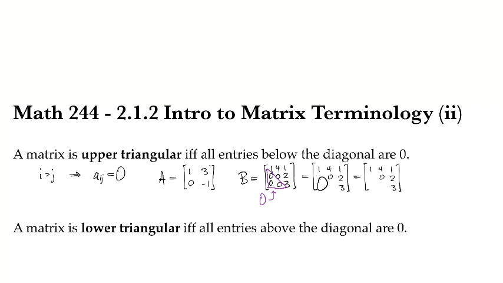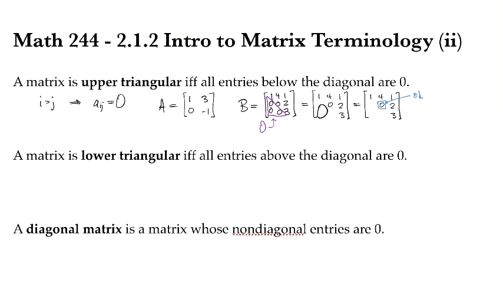Notice, by the way, that there's a 0 on the diagonal right here. That's fine. That's completely legitimate. It's not that the zeros have to be below the diagonal. It's that anything below the diagonal has to be a 0. Okay. And then we similarly say lower triangular.